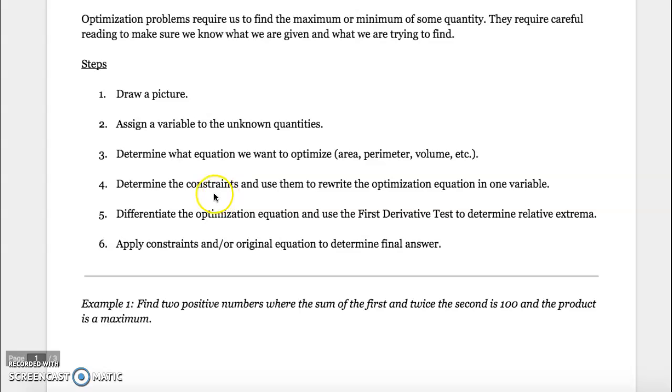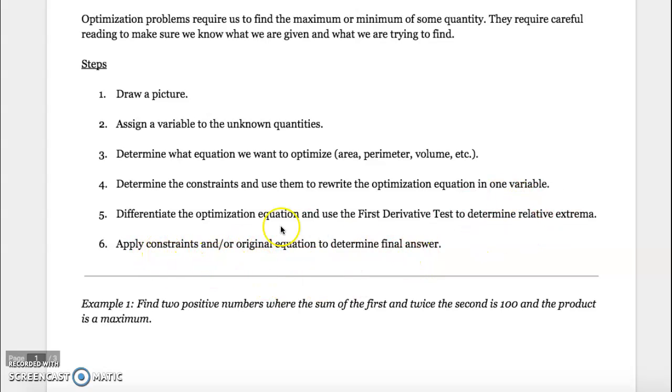What we do is use that constraint equation to write our optimization equation with just one variable. So at the end, before we try to optimize an equation, we want it to only have x's in it or only have y's. We don't want to be doing any implicit differentiation here. Then you're going to differentiate the optimization equation and use your first derivative test to determine relative extrema. Of course, our relative extrema, as we know, could be the very maximum and very minimum, or we have to look at our endpoints as well.